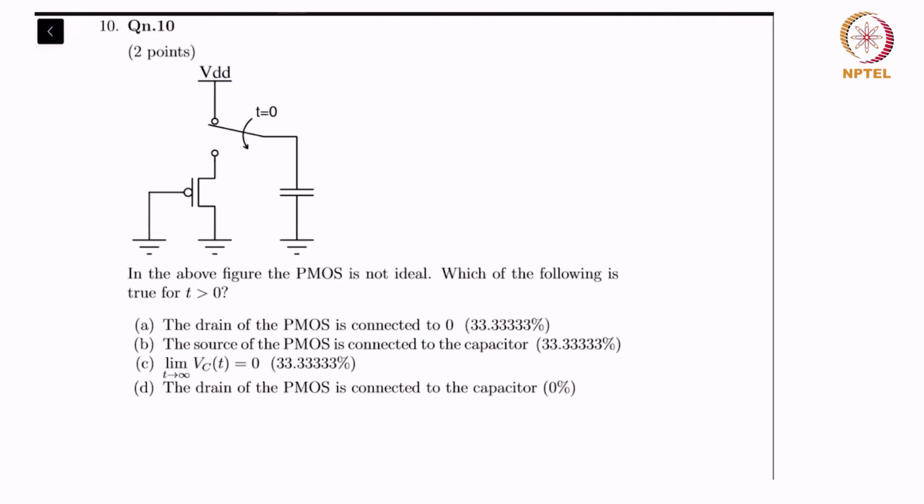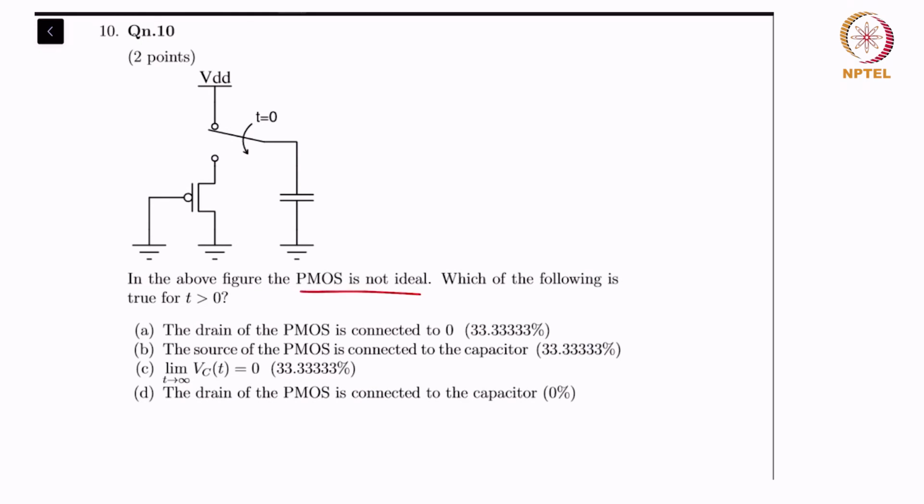In question 10, we are told that the PMOS is not ideal. Remember, we've already defined that an ideal transistor is one that follows the level 1 SPICE model and crucially does not have subthreshold leakage, right? So in this circuit, the PMOS gate is connected to 0, so it will be conducting.